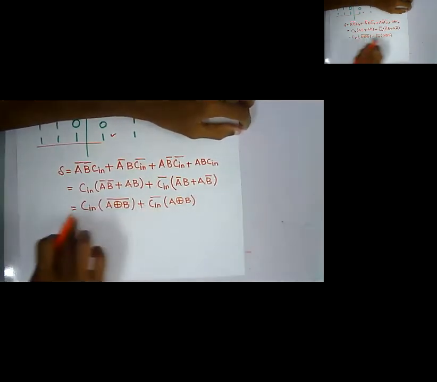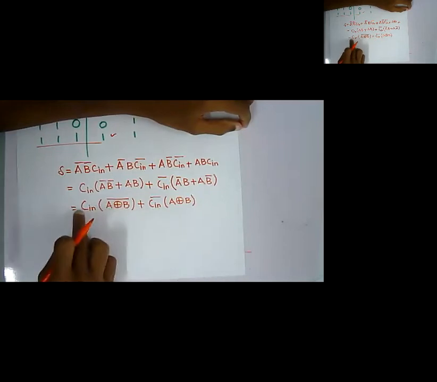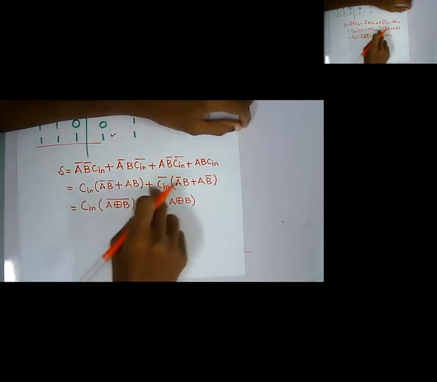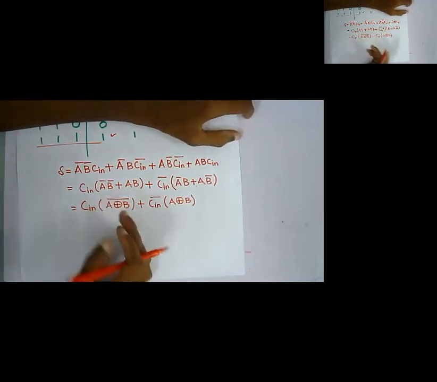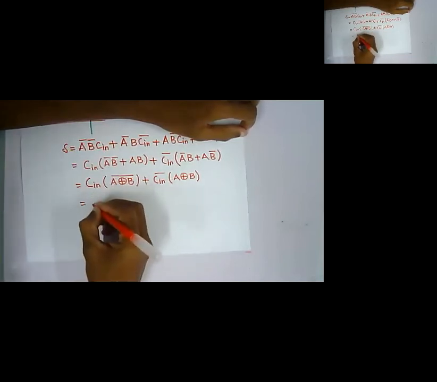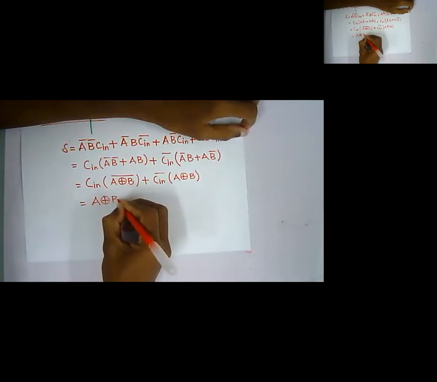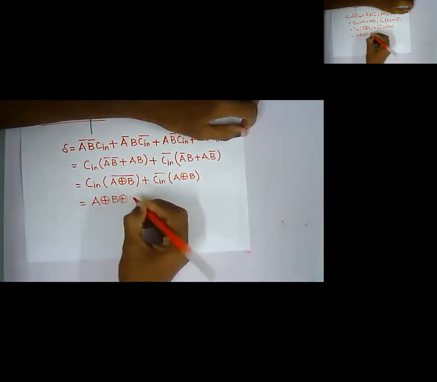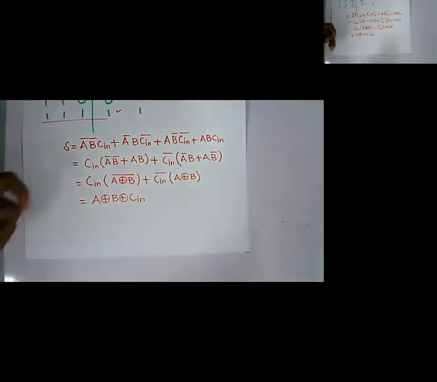Now look at this whole equation. Just assume A XOR B as capital X. Then we have X C in bar plus X bar C in. Again, the whole term looks like the XOR gate. So I can write this as A XOR of B XOR of C in. Clear? Now move to the next one.